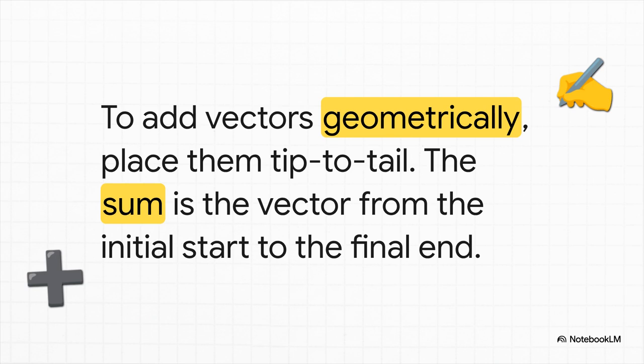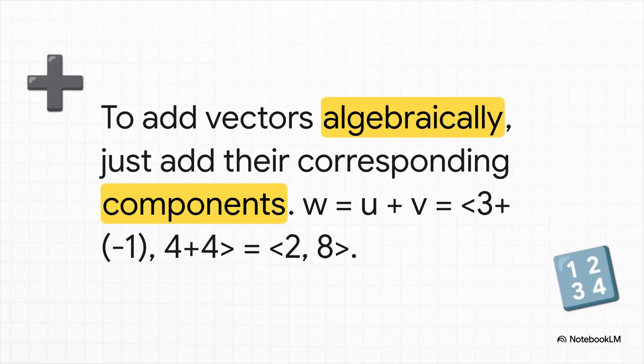So how do we combine these two hikes to find the final spot? Well, visually, it's super intuitive. You just draw the first vector, and then right where it ends, you start drawing the second vector. We call this placing them tip to tail. The total journey, a new vector we'll call W, is simply the arrow that connects your original starting point all the way to your final destination. And what's really, really cool is that the math is even easier than the drawing.